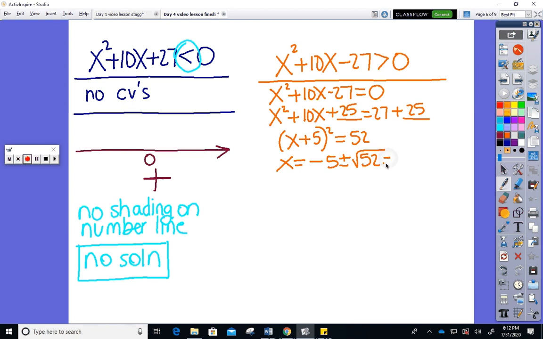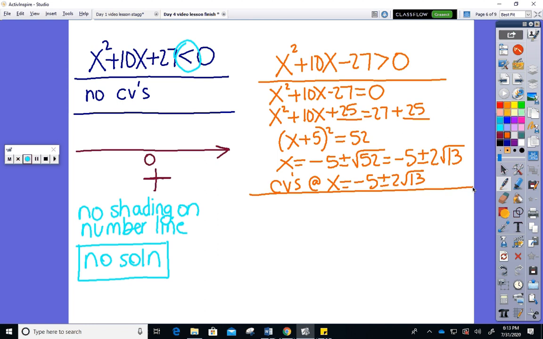If you know anything about playing cards, you know 52 is 4 times 13 because there's 4 suits and each suit of cards has 13. So you've got 13 diamonds, 13 hearts, 13 clubs and spades. So if 52 is 4 times 13, I can write it as 2 square root 13. Those are my critical values. You don't necessarily need to rewrite them. I just wanted to make it clear that solving the related equation gave me messy critical values. I do get critical values.